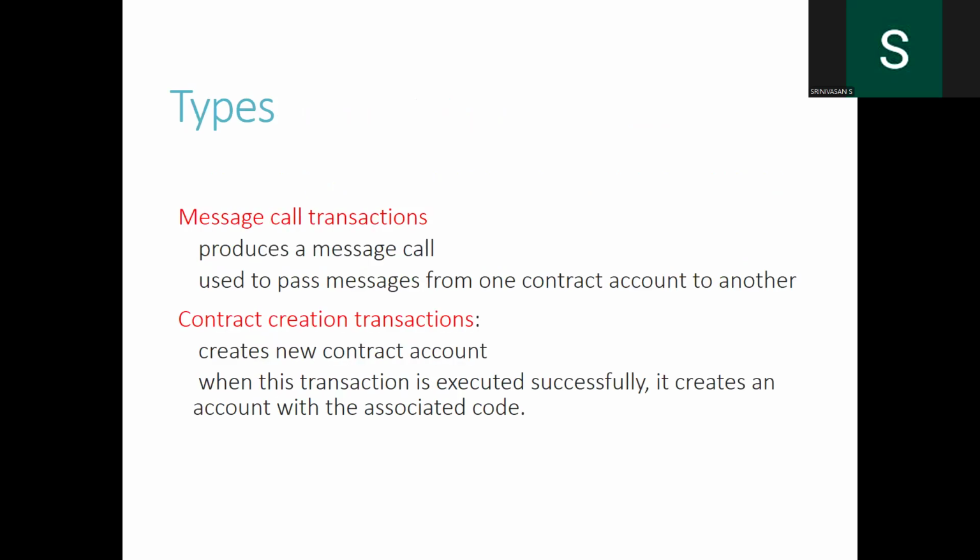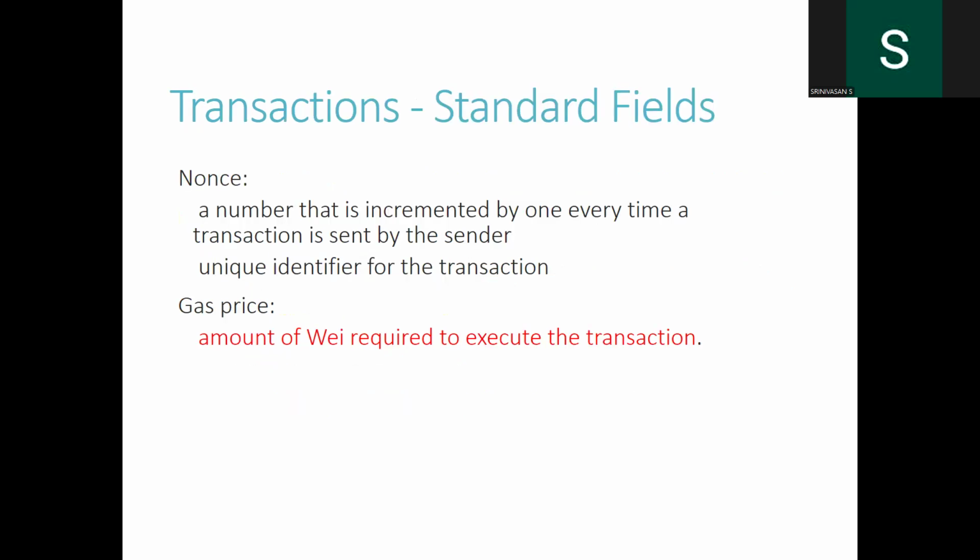The message call transaction produces the message call and it is used to pass messages from one contract account to another contract account. On the other hand, the contract creation transaction creates a new contract account. When the transaction is executed successfully, it creates an account with an associated code. Now we see the important elements of the transactions.